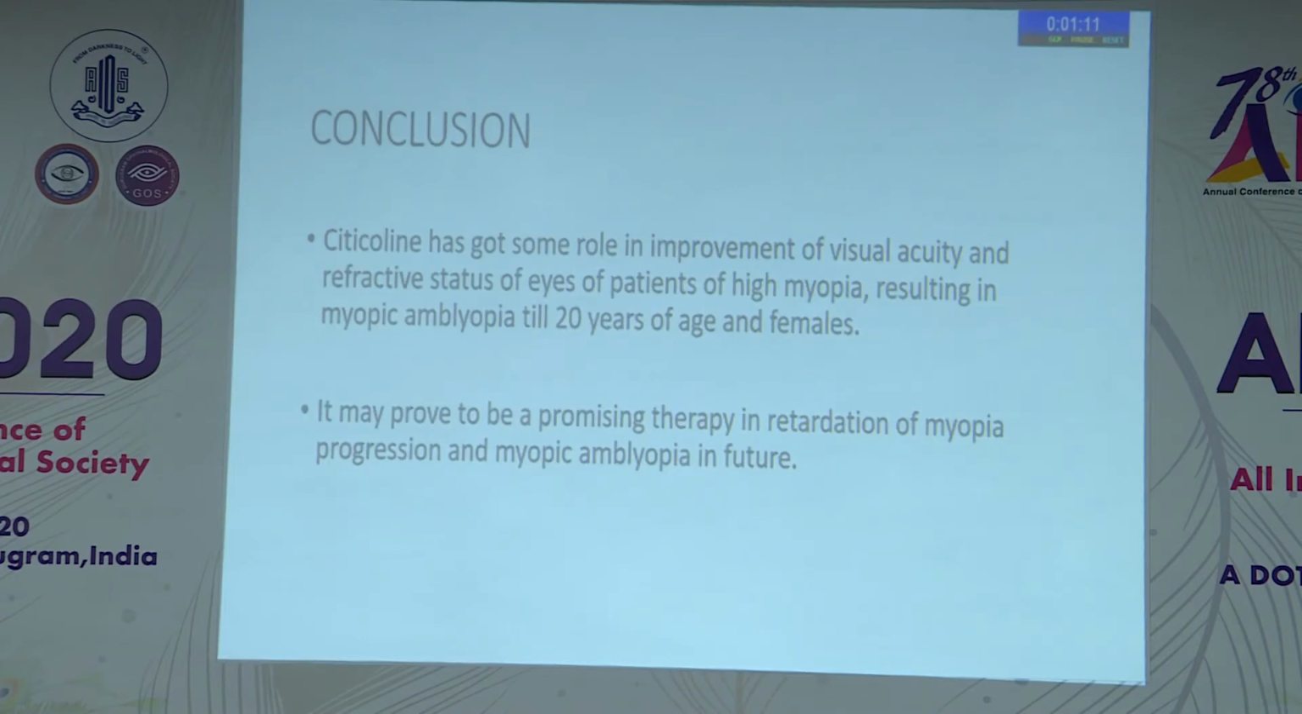To conclude, citicoline has some role in improvement of visual acuity and refractive status of eyes of patients of high myopia, resulting in myopic amblyopia, up to 20 years of age and in females. It may prove to be a promising therapy in retardation of myopia progression and myopic amblyopia in future.